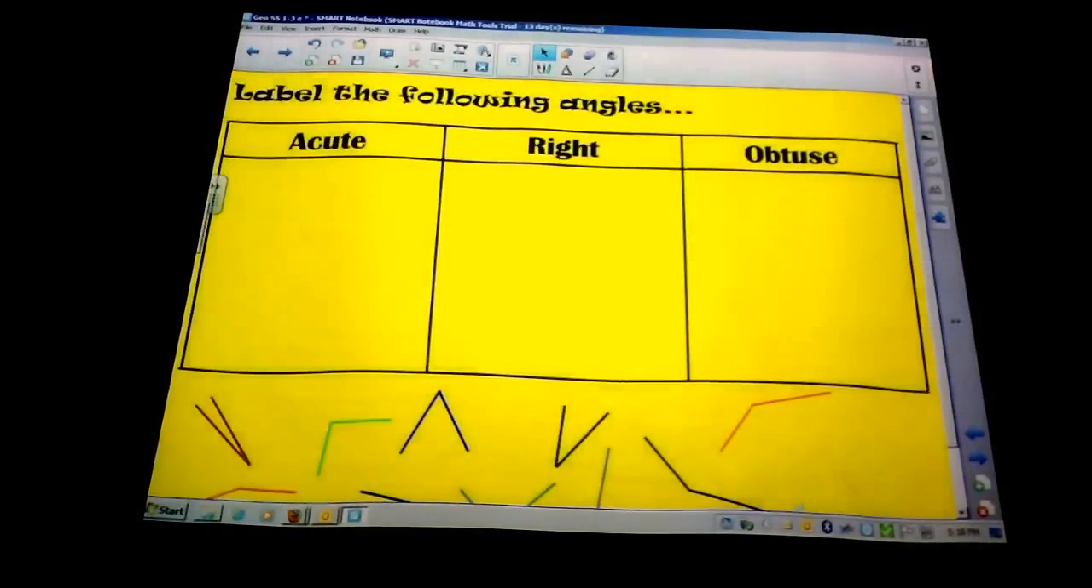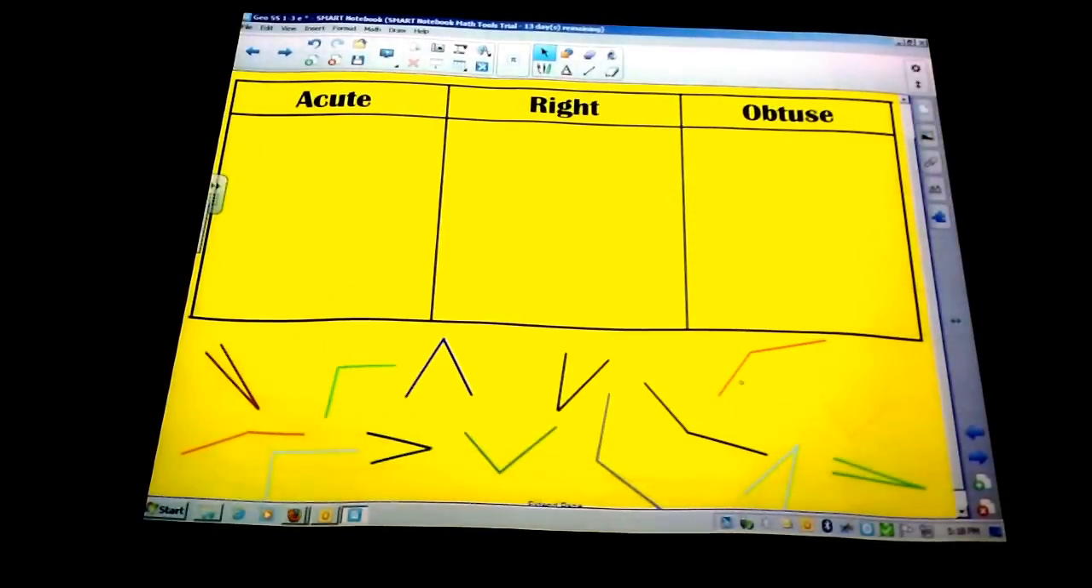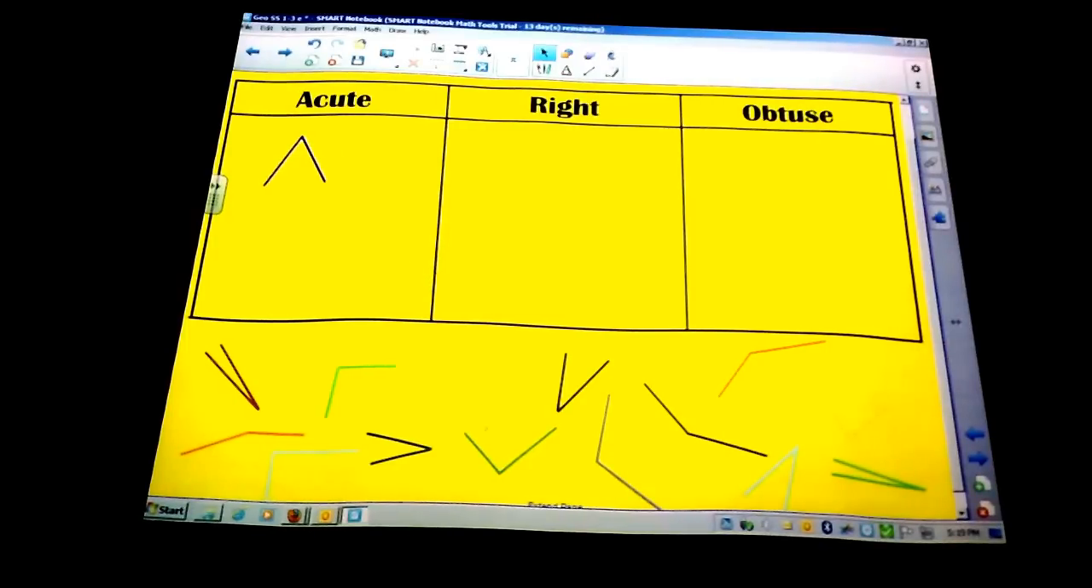On this page, if you wanted to play around with it in your Smart Notebook, it's just a sheet here to classify all the different angles that are put on here. So you just click on the angle and drag it up to the column that it would fit in. So you can play around with this. If you have questions on any of it, call me over.